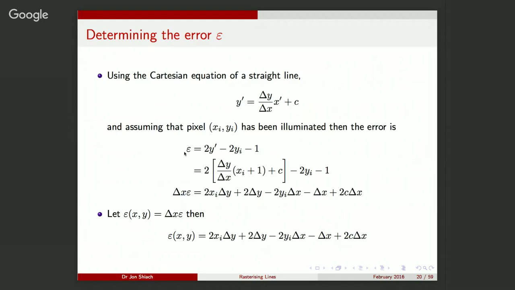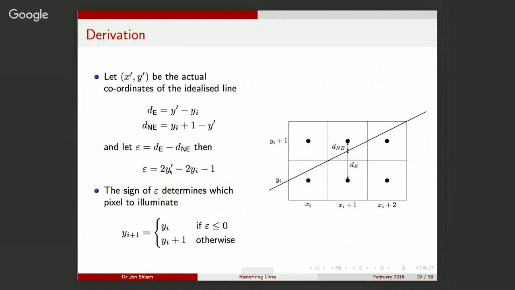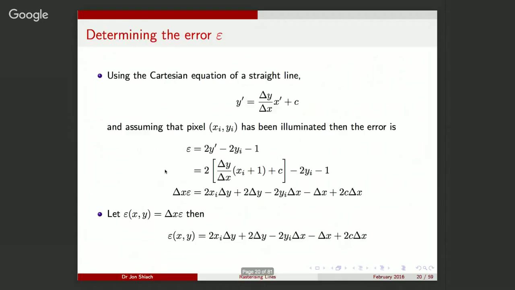Okay, so let's return to the equation of a straight line. y equals mx plus c, or I've written m as delta y over delta x. If we assume that our pixel at xi, yi has been illuminated, then this is our error. That's from here, that's just subtracting those two. So that's 2y dash minus 2yi minus 1. Well, y dash is equal to this, so I substitute that in there.